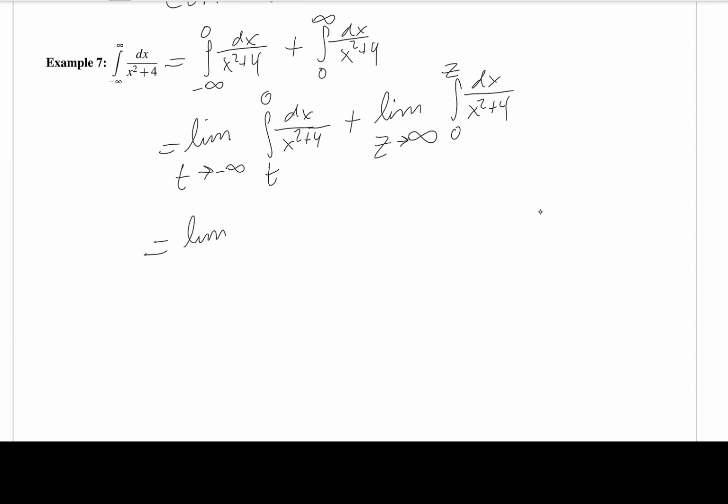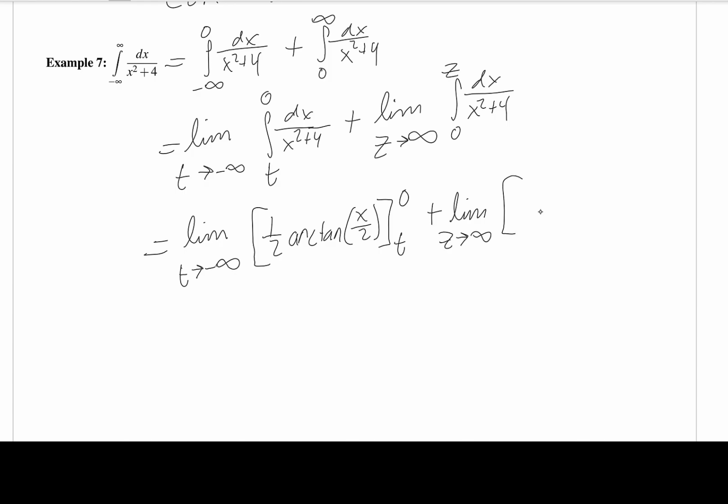So this becomes the limit as t goes to negative infinity of, right, so this should be 1 over a, our a is 2, so 1/2 arctan of x over a, so x over 2, evaluated from t to 0, plus the limit as z goes to infinity. We'll have the same thing, except this is going to go from 0 to z.